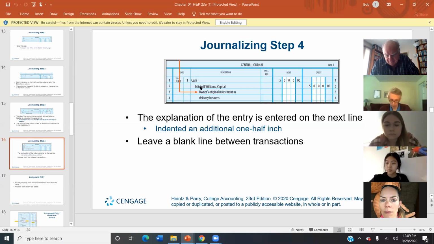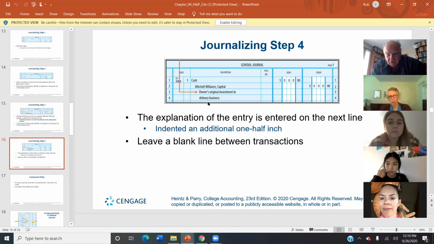If you did not indent it, the journal entry would still be right, but it would look clunky to anybody who knows anything about the world of bookkeeping or accounting, and they're going to question whether you really know what you're doing. So you indent a little bit, okay?